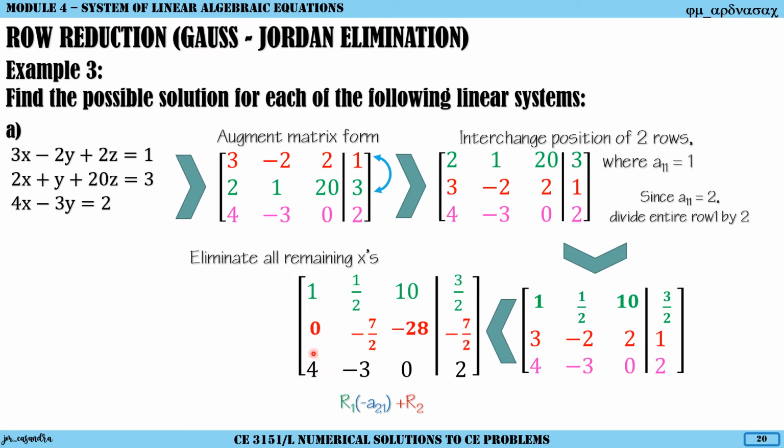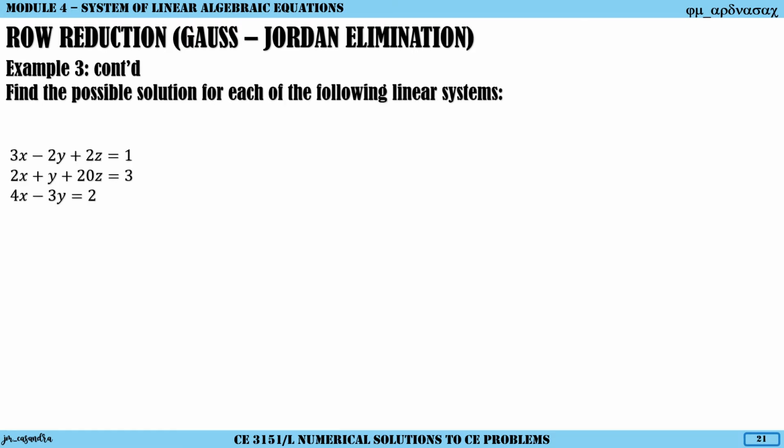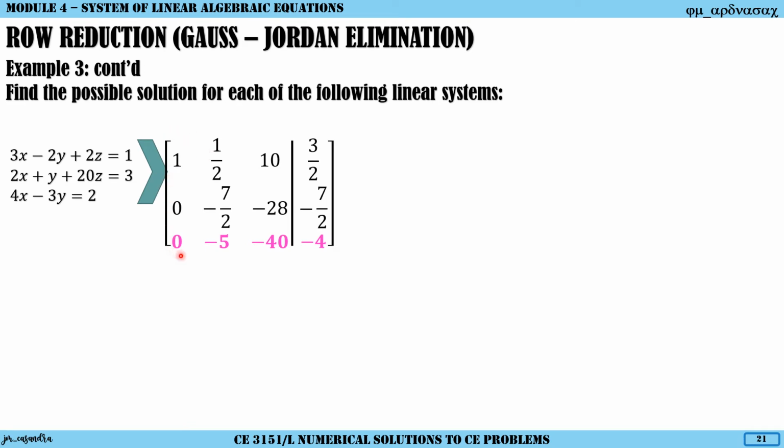Next, for the last coefficient of x, we could now simplify this using the equation R1 times negative A31 plus R3. So that will now be 0, negative 5, and so on for the remaining entries. So we have already eliminated all the values for the x's, or your first column. So this was our simplified matrix eliminating x.